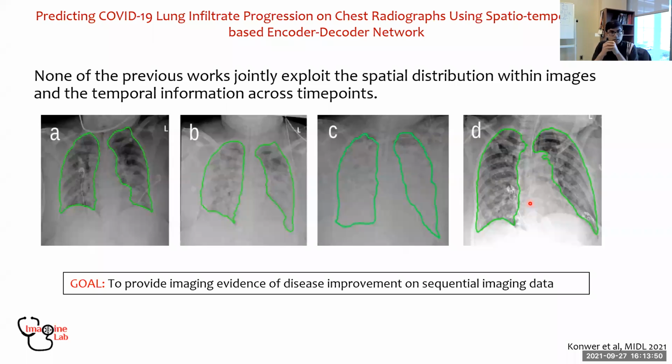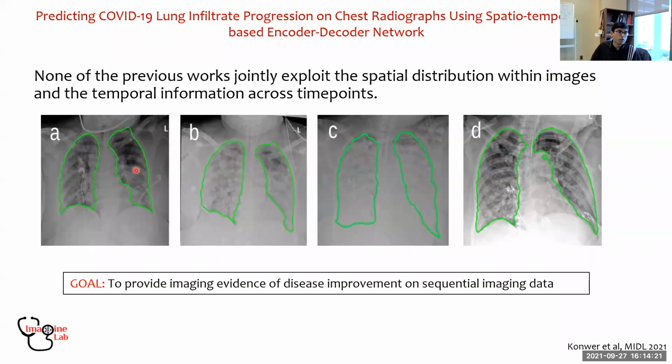So the second piece of work that we focused on was to look at temporal imaging scans for COVID-19 patients. None of the previous works before this had jointly exploited the spatial distribution within the images and the temporal distribution across the different time points. Now, as you can see here, this is the same patient, and we can see the COVID infiltrates progressing over time. So this was the first image upon presentation.